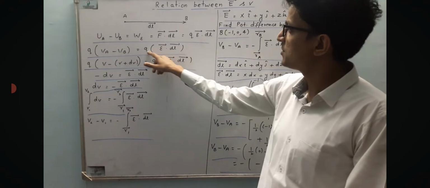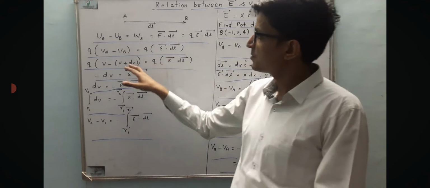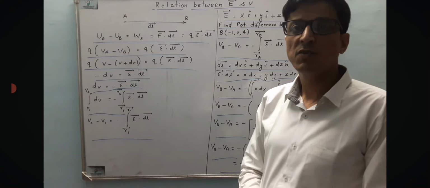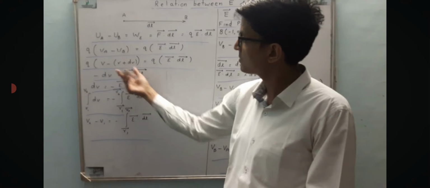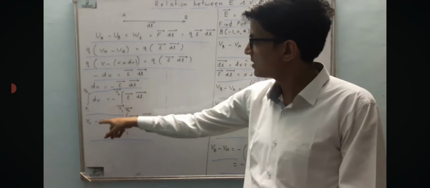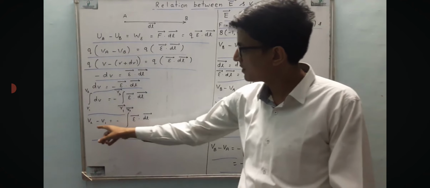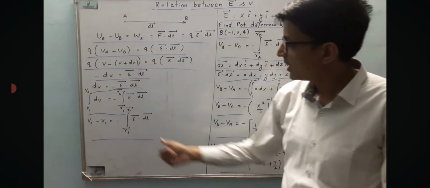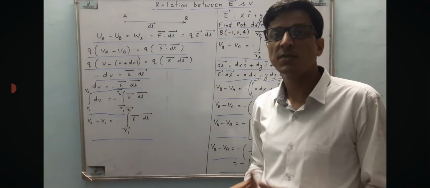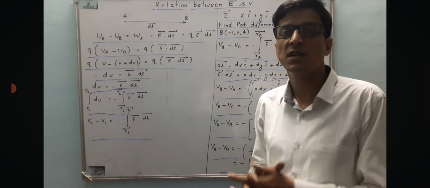And this is q E dot dA. I assume that the potential at point A is V and the potential at point B is V plus dV. So using the expression we have minus dV is E dot dA. So dV is minus of E dot dA, and after substitution we have this relation: V2 minus V1 is minus integration E dot dA from position vector R1 to R2. So this is the mathematical relation between potential difference and electric field in space.